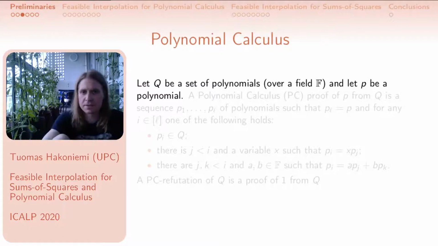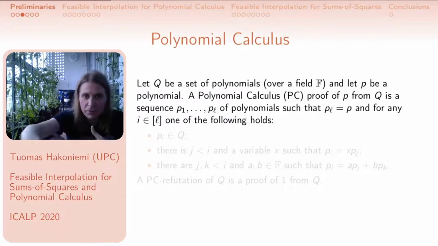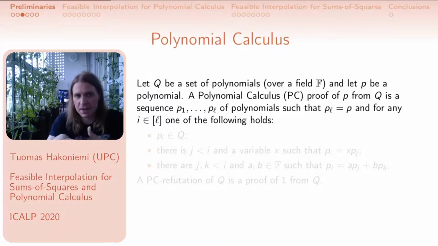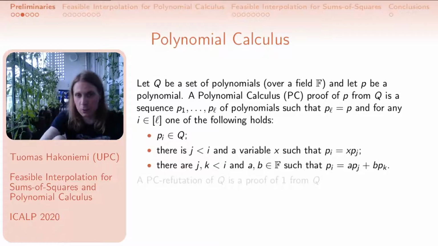Okay, so let's next look at the proof systems that we consider here. So first, polynomial calculus. Polynomial calculus is a proof system to infer polynomials from polynomials in a step-by-step fashion, similar to traditional propositional proof systems. So a proof is a sequence of polynomials, such that the last polynomial is the polynomial that we are proving, and each polynomial in the sequence is either an axiom or obtained from previous polynomials by one of two inference rules. So we have the lift rule and the linear combination rule.